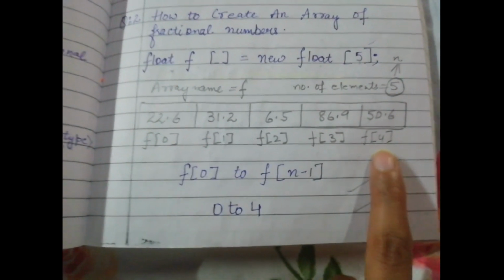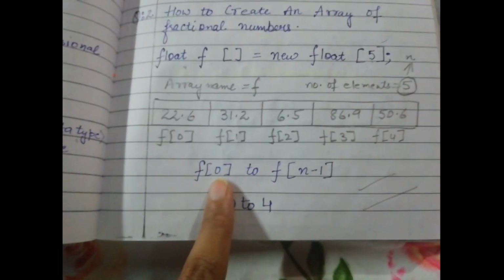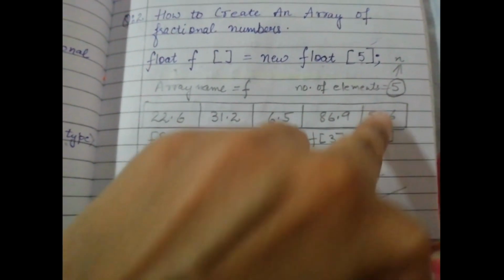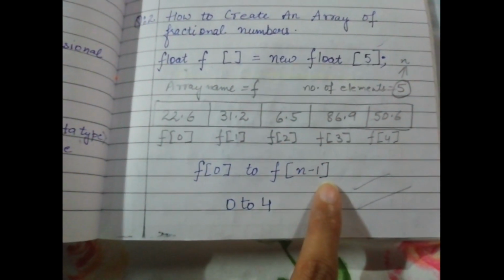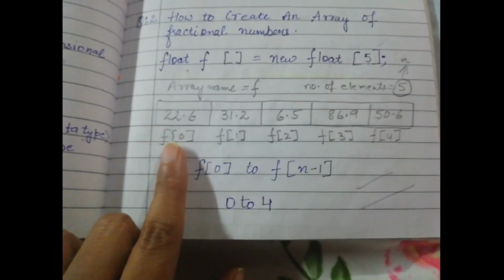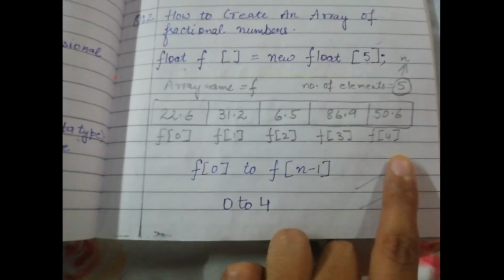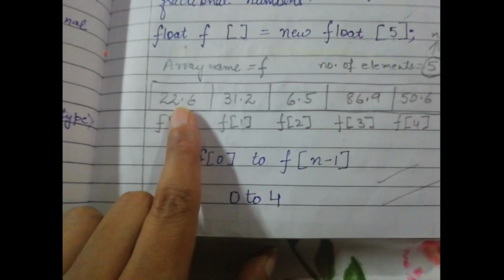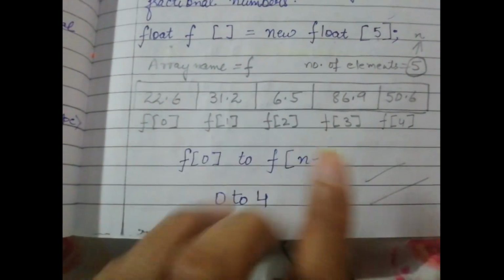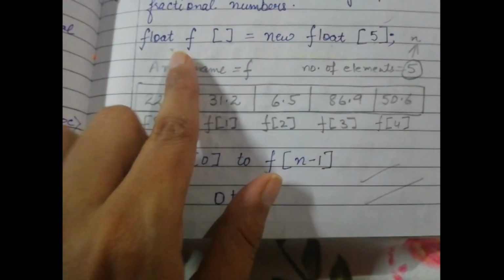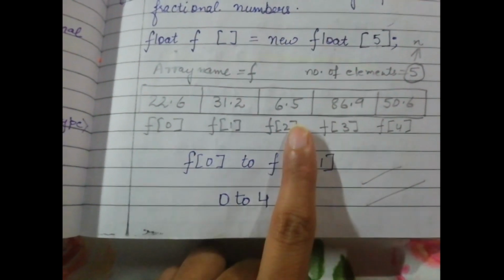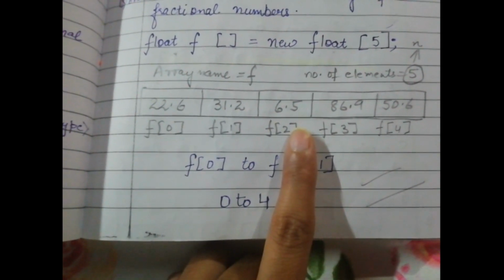Here is the array from 0 to n minus 1. What is the value of n here? 5. n minus 1 equals 4. From F0 to F4, and these are the fraction numbers. 22.6, it's not an integer. So this array, which is of type float, is only meant to store floating point numbers.